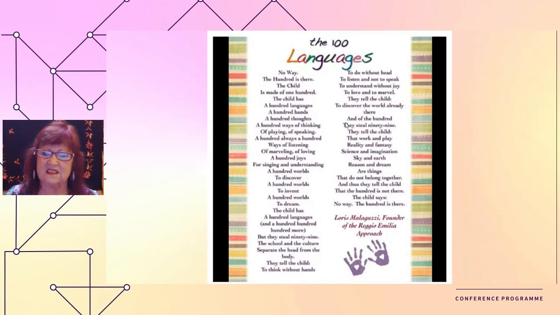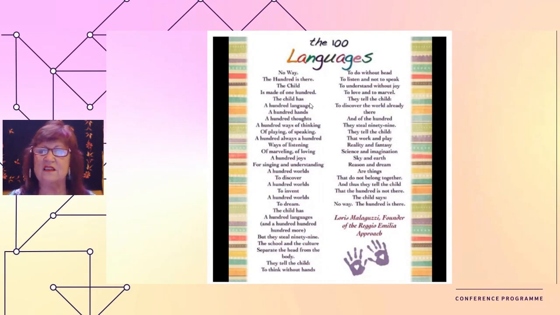But they steal 99. The school and the culture separate the head from the body. They tell the child to think without hands, to do without head, to listen and not to speak, to understand without joy, to love and to marvel. They tell the child to discover the world already there. And of the 100, they steal 99.